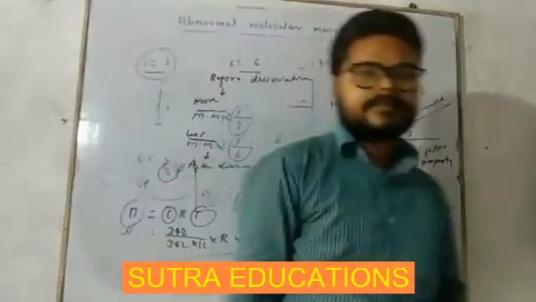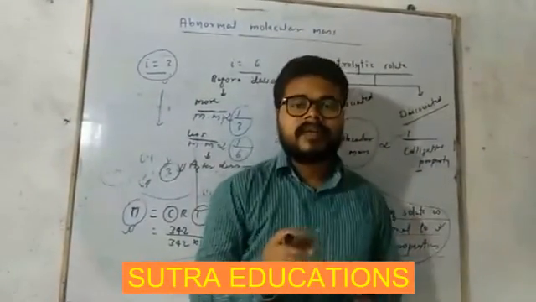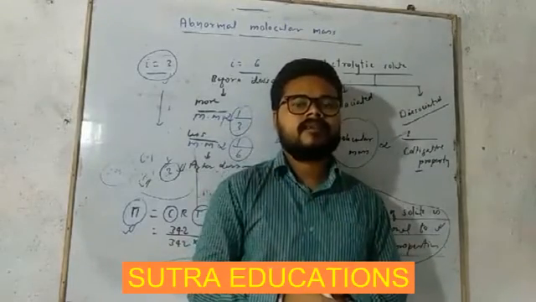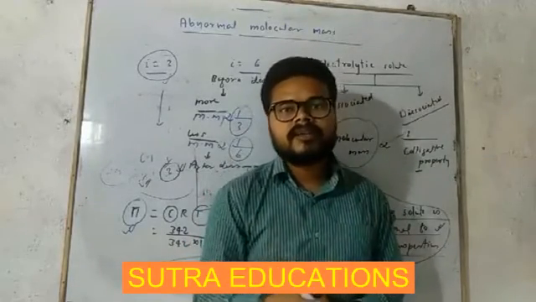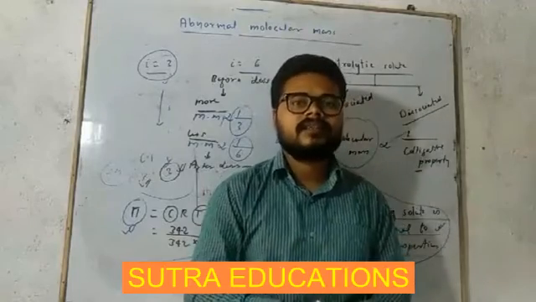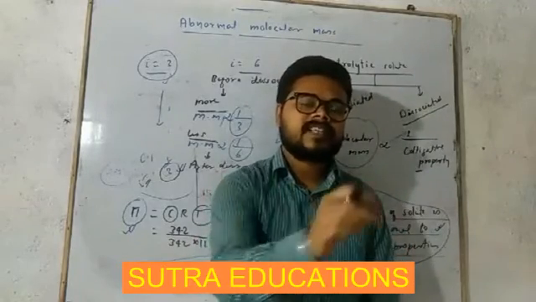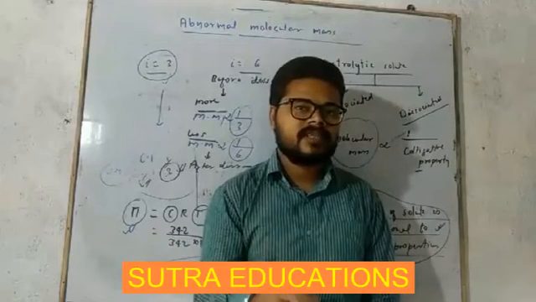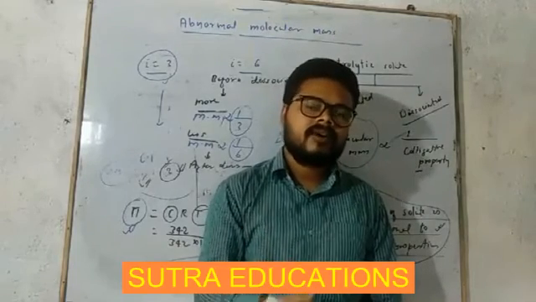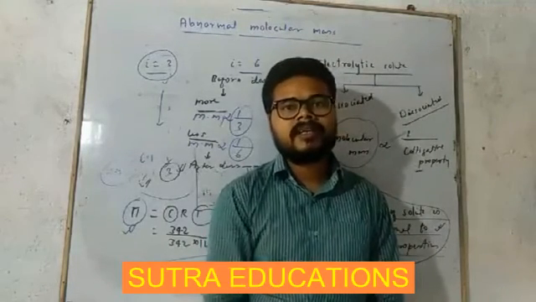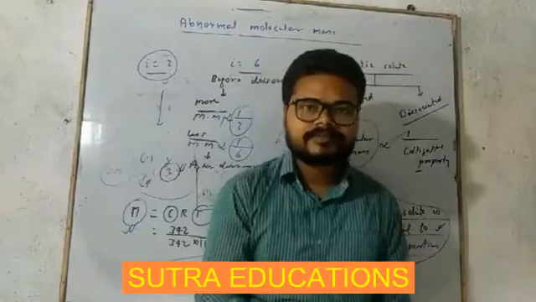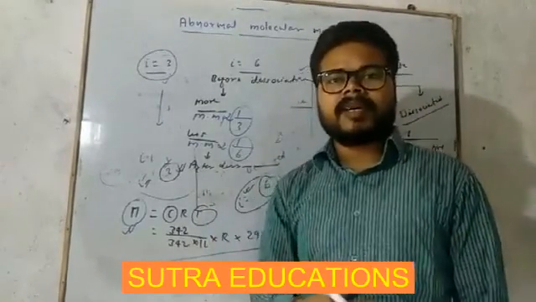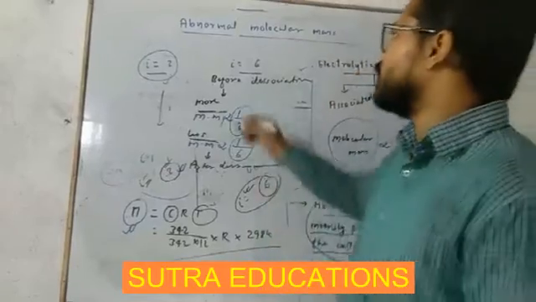It means the expected molecular mass is going to change here. In case of association or dissociation of solute particles, the molecular mass which was expected will change. And this changed molecular mass is called the abnormal molecular mass.